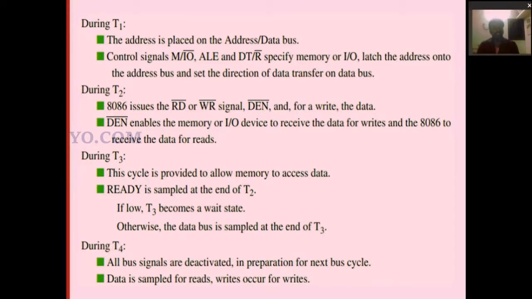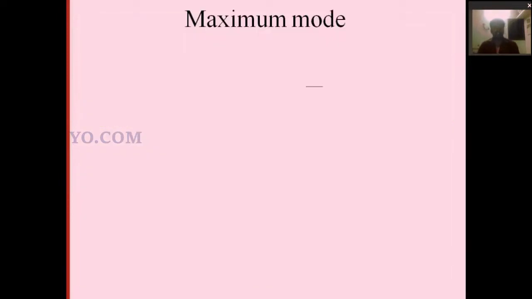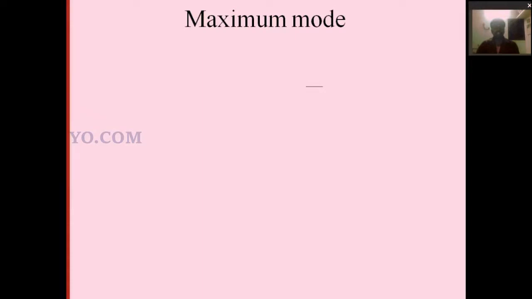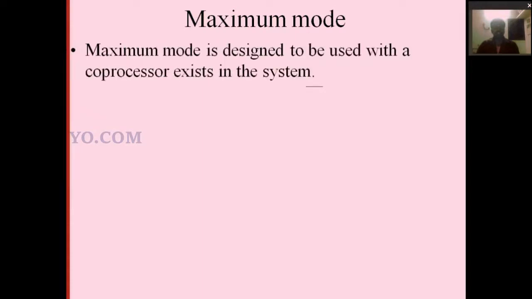Okay, right. Then maximum mode. So next we are going to see the maximum mode. What is the difference between minimum mode and maximum mode? The minimum mode is the minimum level of microprocessor operation. That means it acts as a single chip CPU. In maximum mode, the microprocessor performs with maximum features. Okay, maximum performance. It produces maximum performance.